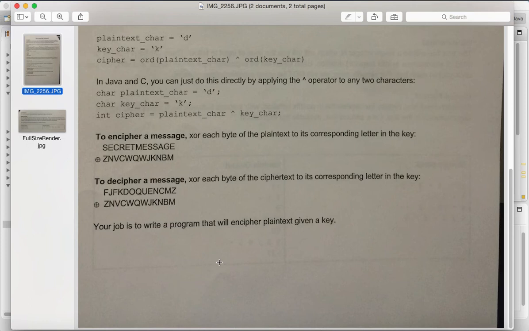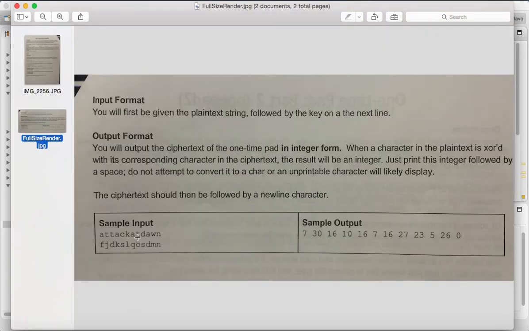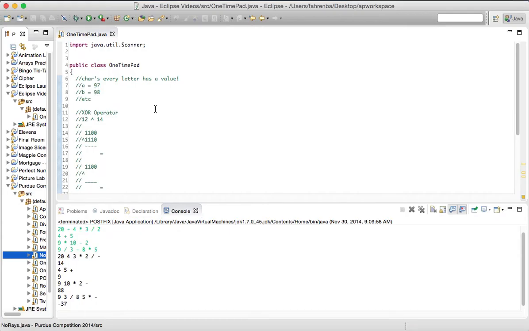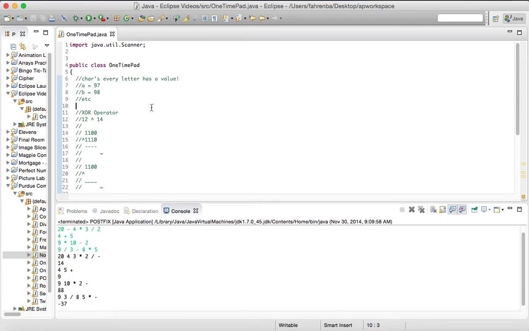So the basic idea is that our program needs to take in a message, attack at dawn, and a key, and somehow we're going to combine each of these letters with the letter in the key, message to key, somehow do a combination that'll give you each of these numbers. So 7 somehow represents A and F being combined together. 30 represents T and J being combined together. And so we're going to look at now how we can combine them together to get the output that we want.